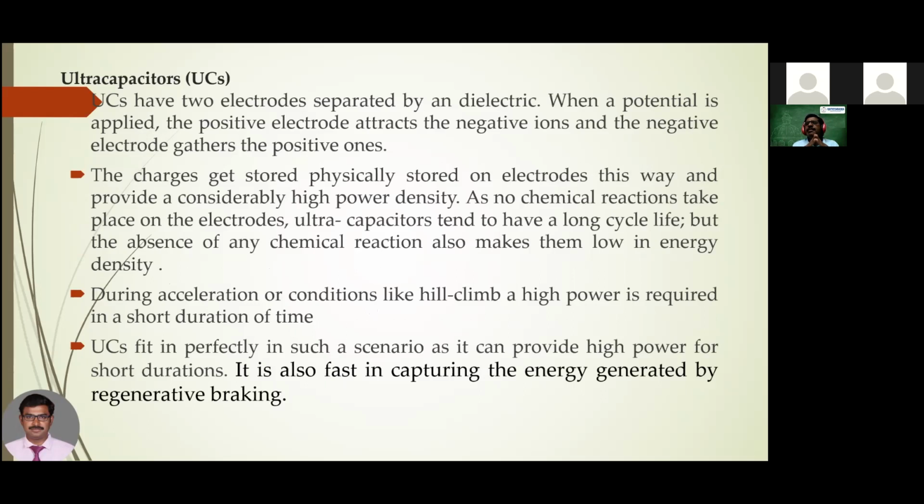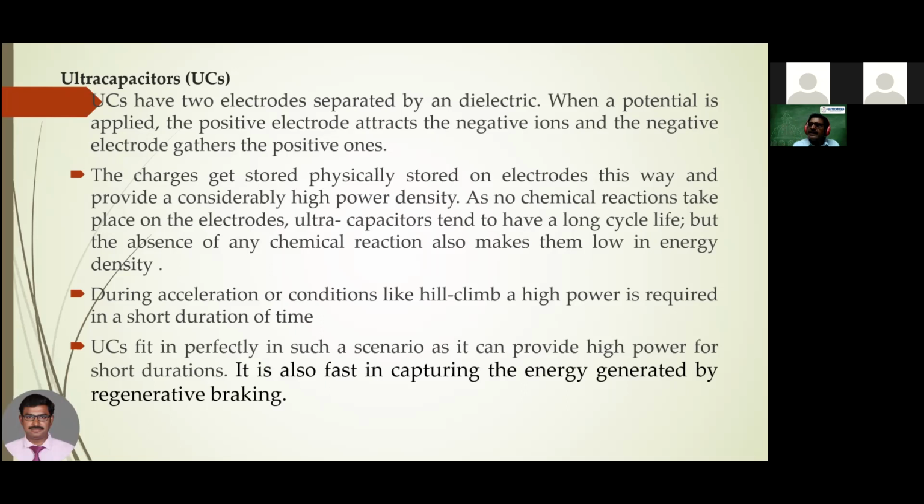Next is the ultra capacitor, another energy source. There is a positive electrode and a negative electrode with a dielectric medium in between. If you apply a potential across it, positive charge accumulates on one side and negative charge on the other. This is electrostatic charging.